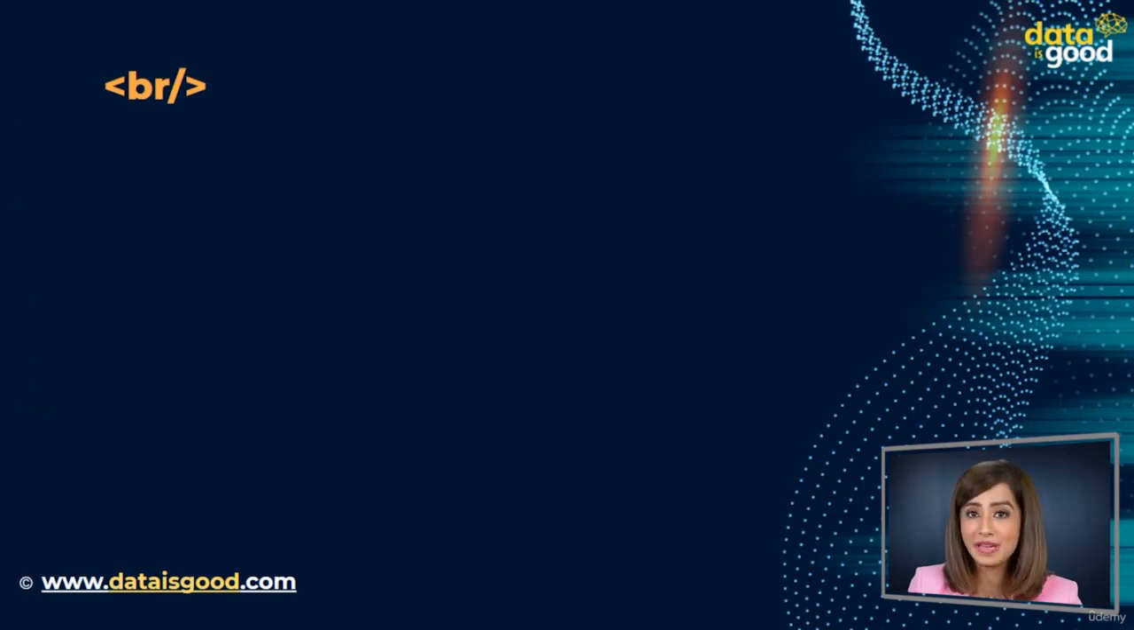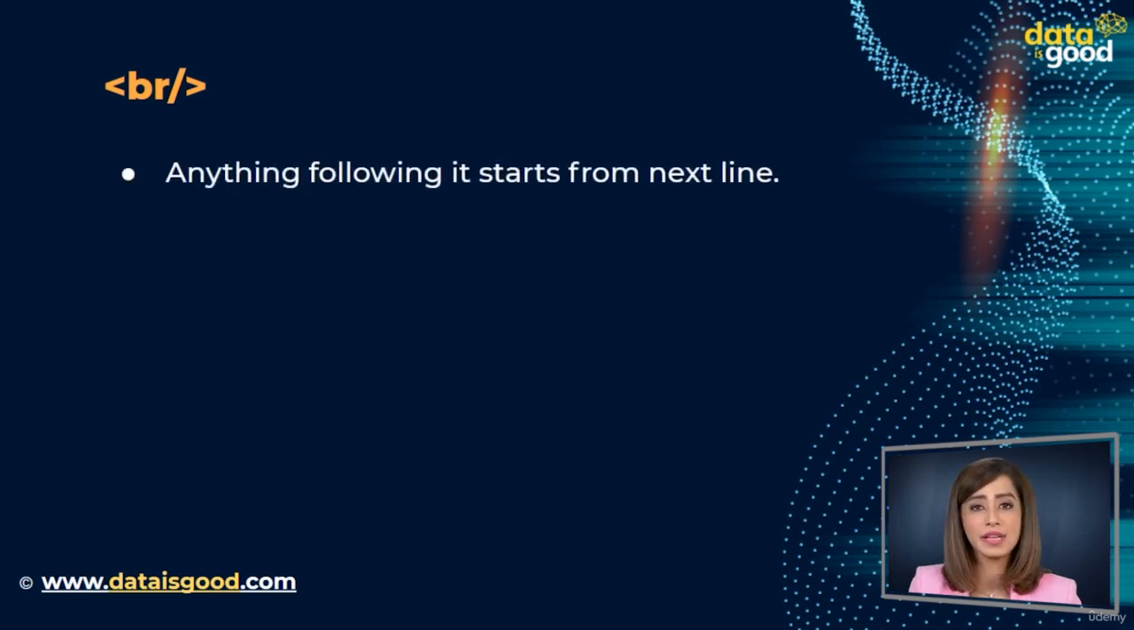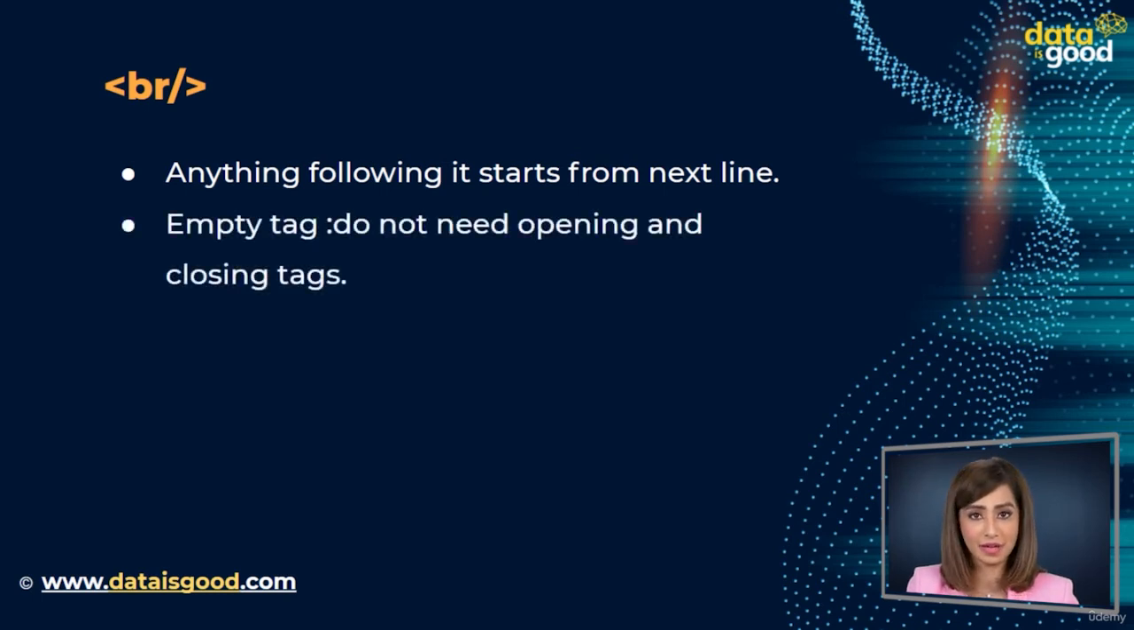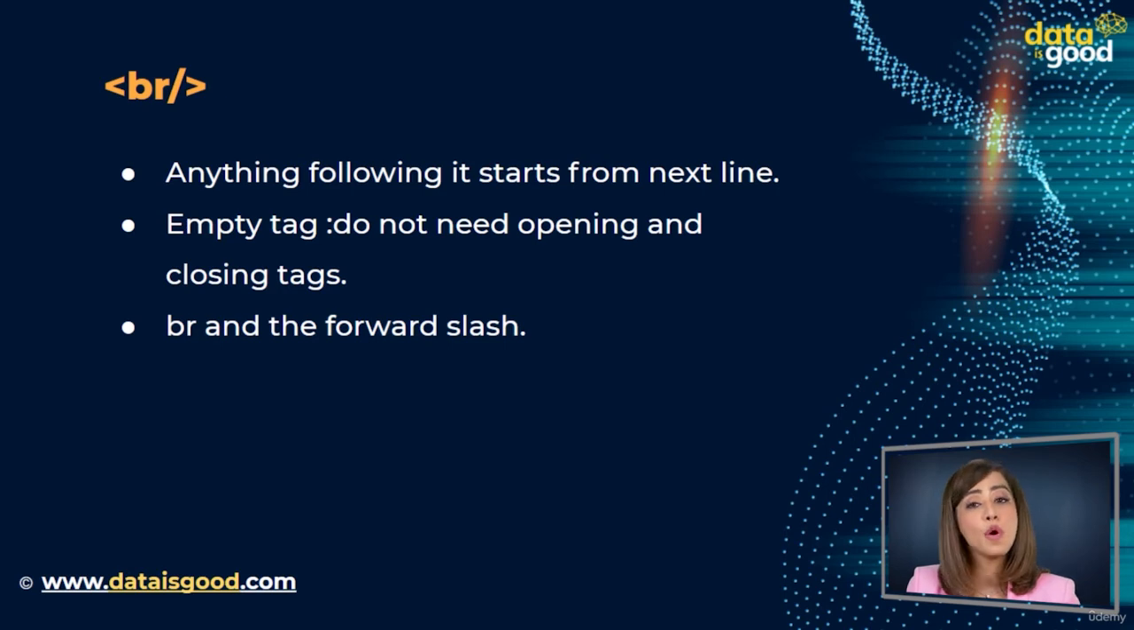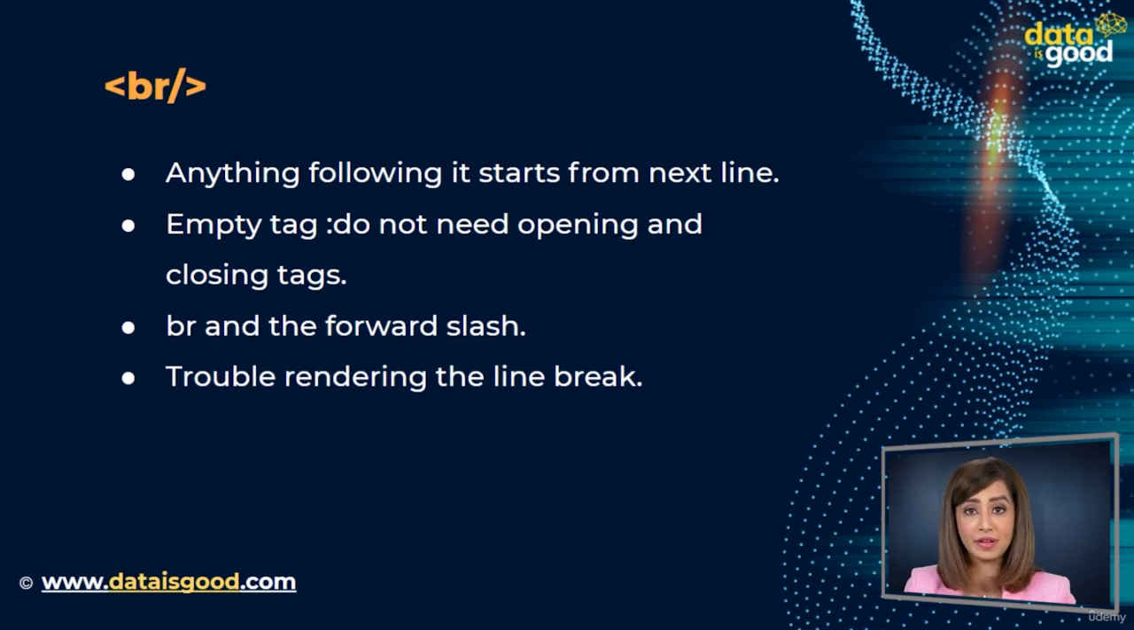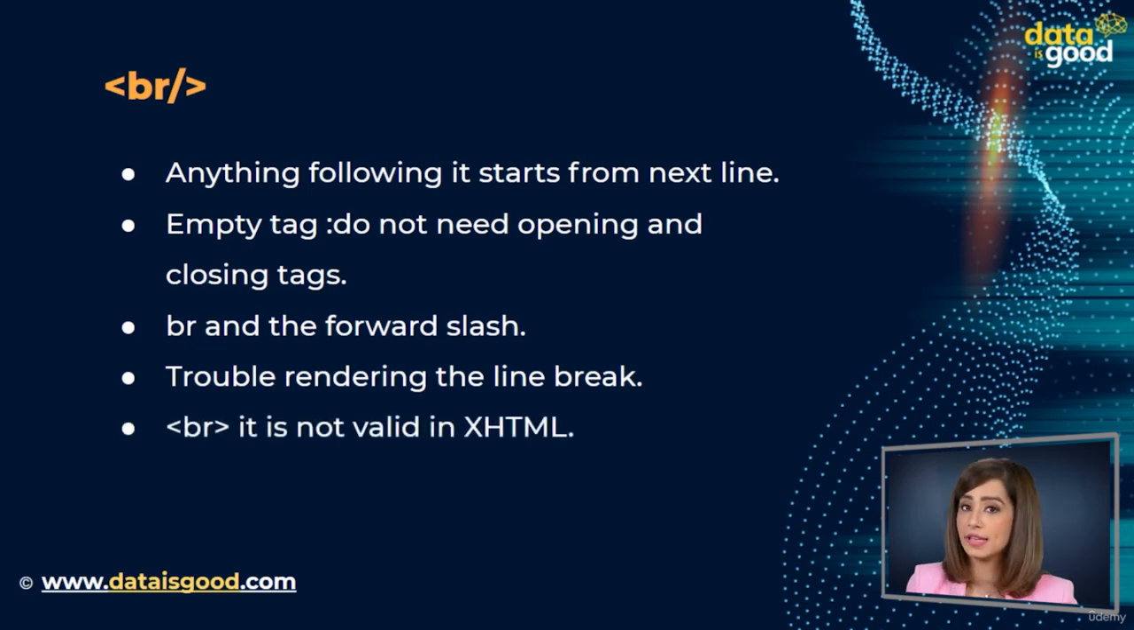Now we have a BR tag. Whenever we use the BR element, anything following it starts from the next line. This tag is an example of an empty element where you do not need opening and closing tags, as there is nothing to go in between them. The BR tag has a space between the characters BR and the /. If you omit this space, older browsers will have trouble rendering the line break. While if you miss the / character and just use BR, it is not valid in XHTML.